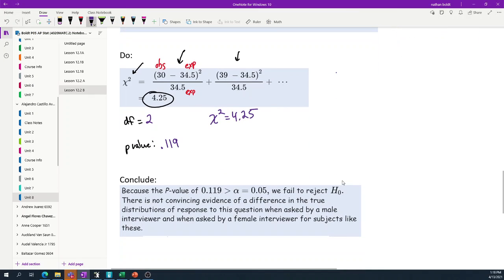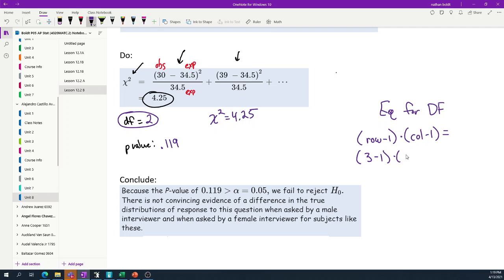Let's see. Anything else I got to say? Oh, the degrees of freedom. I should say something about the degrees of freedom. Where the heck did the 2 come from? So here's the equation for degrees of freedom. You take the rows minus 1, and you multiply that by the columns minus 1, and that gives you your degrees of freedom. So in this case, we had 3 rows, and we had 2 columns, not counting the totals, and so that becomes 2 times 1.